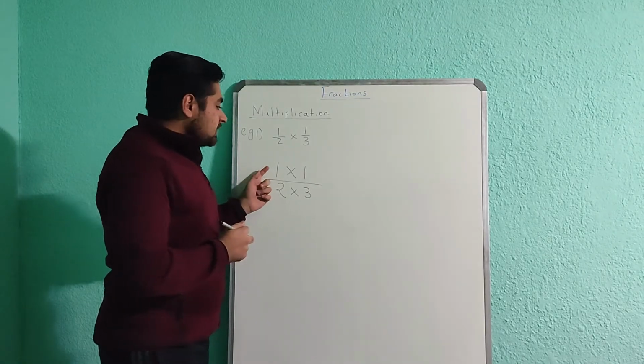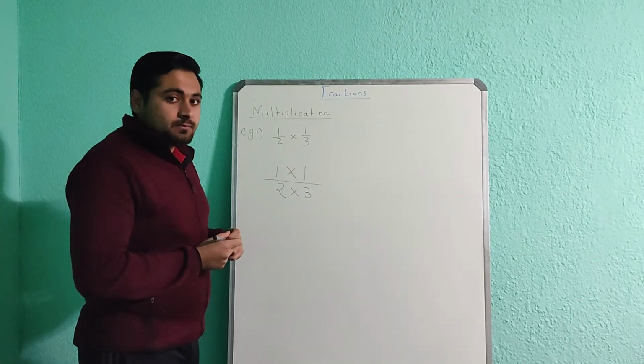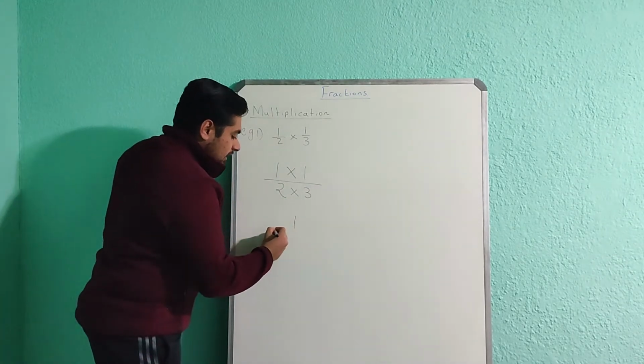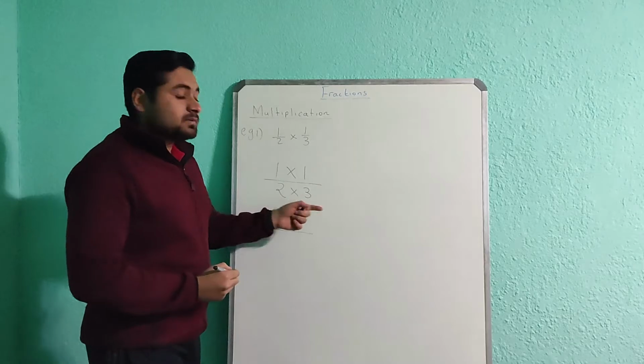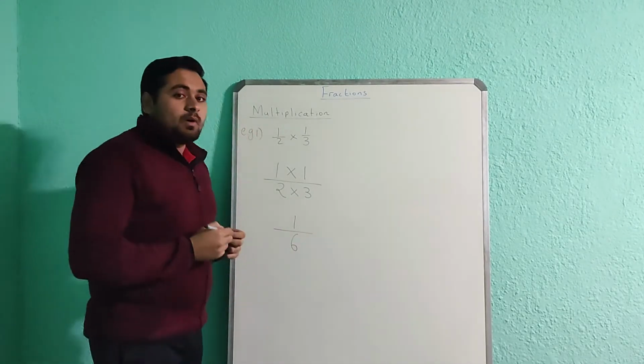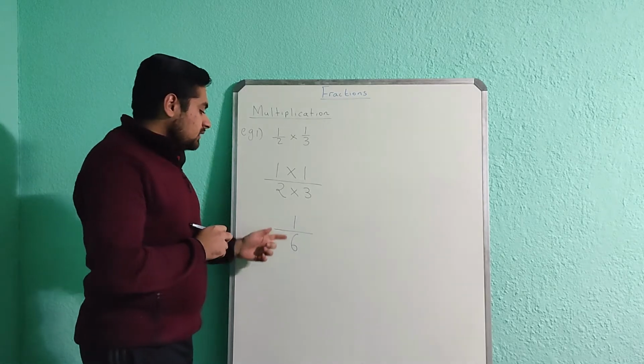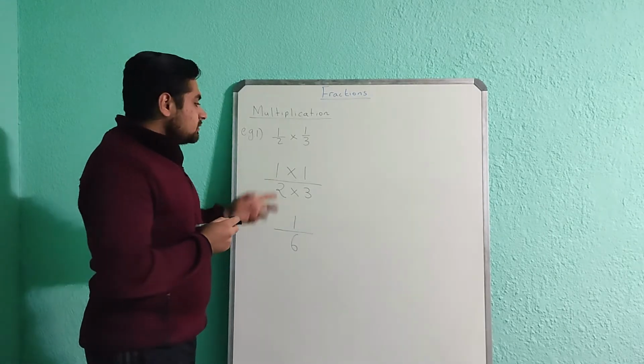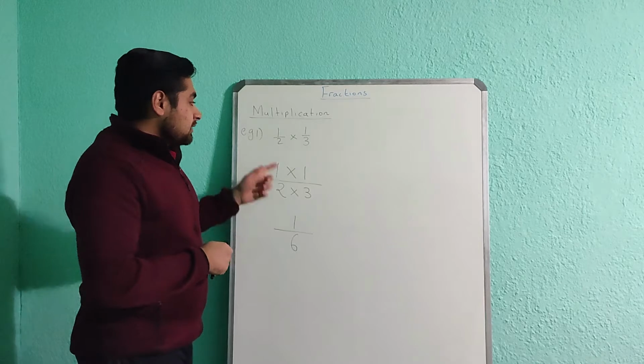Now what is the numerator? 1 times 1. What is 1 times 1? That's 1. Now what's 2 times 3? That's 6. Therefore our answer is 1 over 6. So what did we do in this? Let's look at the steps.